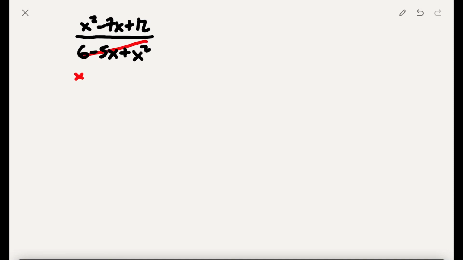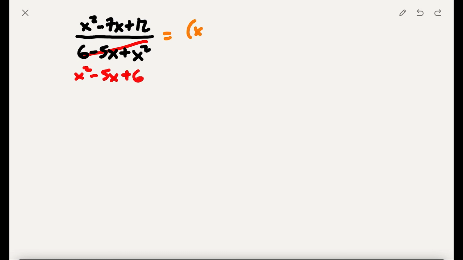All right, so the next one is x squared minus 7x plus 12, all divided by 6 minus 5x plus x squared. Okay, we have two quadratics. The one on the bottom is in reverse, so I'm going to flip this just so it's easier for me to look at. Feel free to do that whenever that happens on a test or a quiz. You are totally allowed to do that.